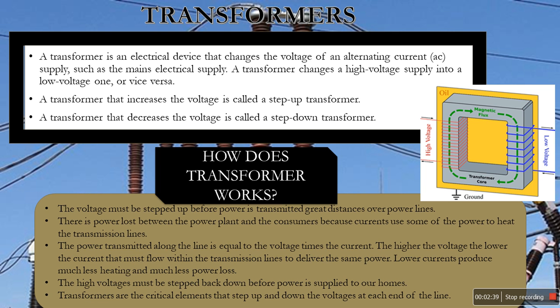So how does a transformer work? The voltage must be stepped up before power is transmitted a great distance over power lines. Power transmitted along the lines is equal to the voltage times the current. After the voltage is stepped up, the current flow within the transmission line to deliver the same power is lower, and lower currents produce much less heating and much less power loss. High voltage must be stepped back down before power is supplied to our homes.